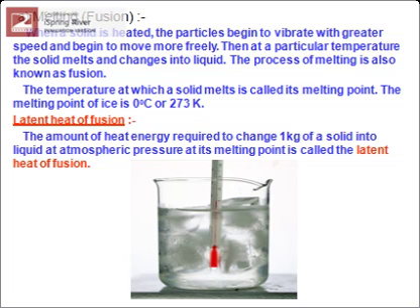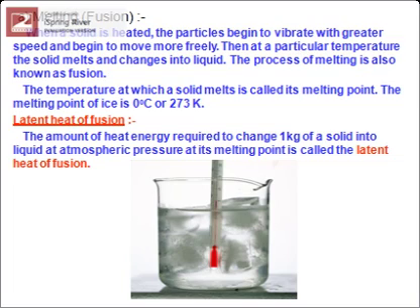So children, here we have one process which is called melting. The other name is fusion. When a solid is heated, the particles begin to vibrate with greater speed and begin to move more freely. Then at a particular temperature, the solid melts and changes into liquid. Now children, in this statement, the most important thing is the particular temperature. Children, melting point is a fixed temperature at which a solid is converted into liquid.